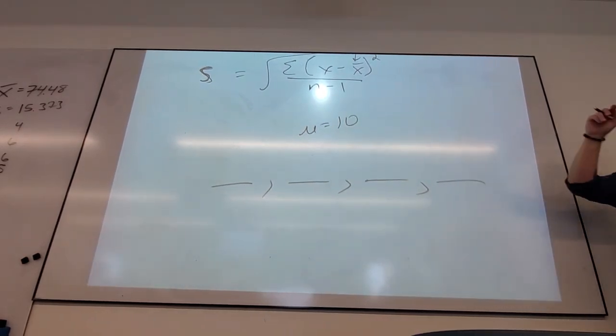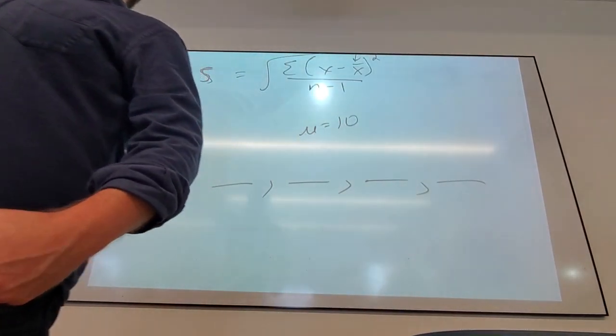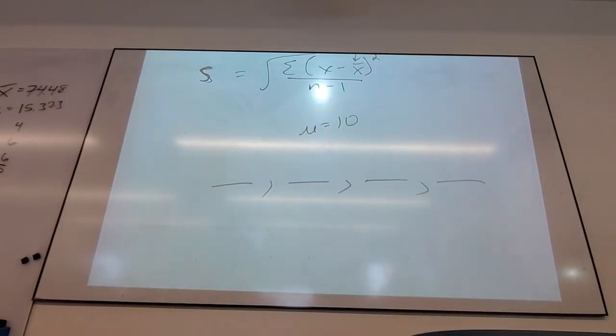Do I know anything about any data points in the population? No, I just know that they have to average to be 10, correct? Let me just say it this way: how many numbers could you just completely make up before you have to get serious to make the average 10?